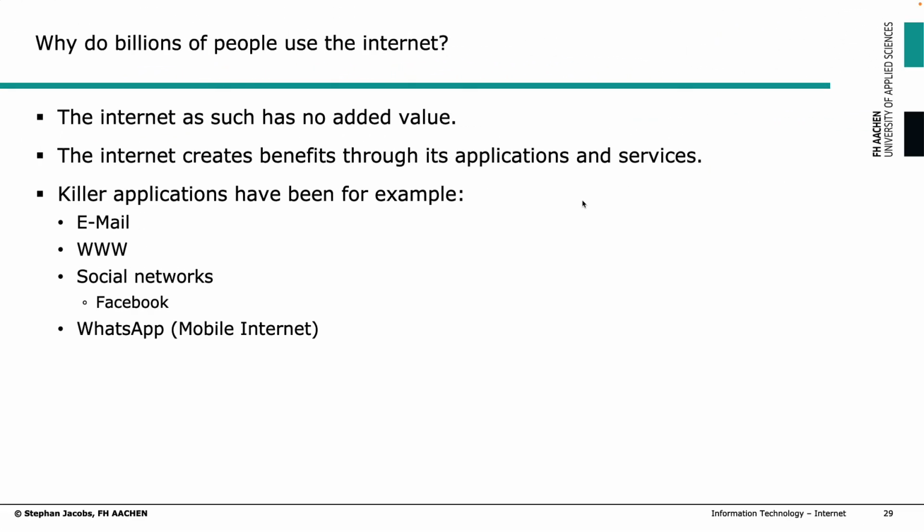Why do you use the Internet? Why do billions of people use the Internet? The Internet as such has no added value. Nobody likes to go for a network. The Internet creates benefits through its applications and services. Killer applications in the past have been, for example, email, World Wide Web, social networks, or when it comes to mobile Internet, WhatsApp.